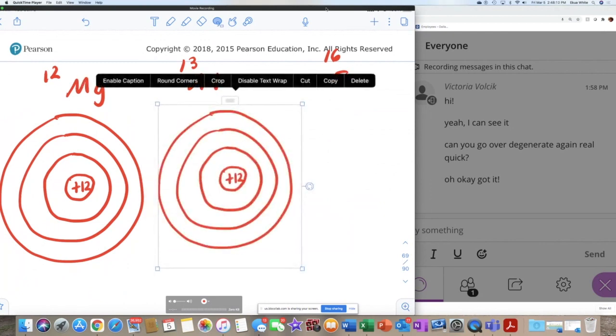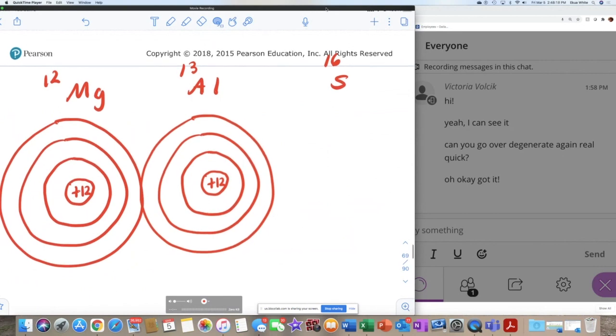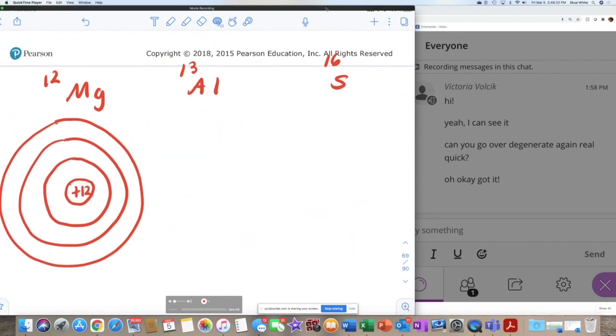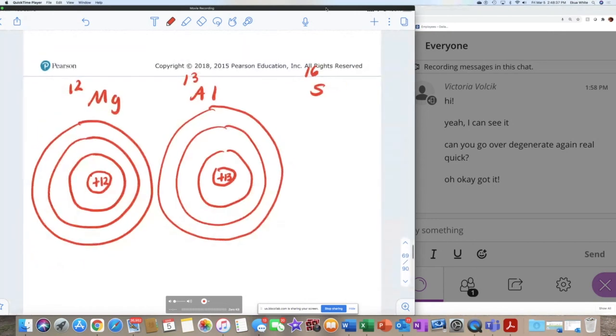Oh, but I have to change the picture in the middle. This may not work. Oh, snap. It was working until it's not going to work. Okay, it's not going to work. I have to draw it again from scratch. Okay, so I have a nucleus that's positive 13, and I need my 3 energy levels. Energy level 1, energy level 2, energy level 3. Same thing with sulfur. Or maybe I can make these pictures smaller. That might work. Let me try that.